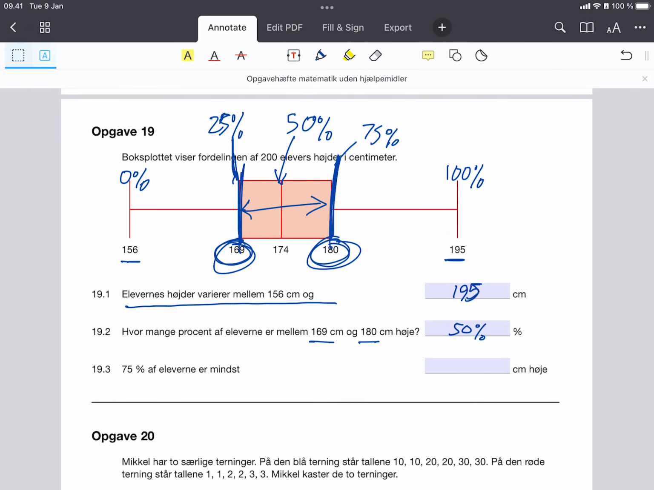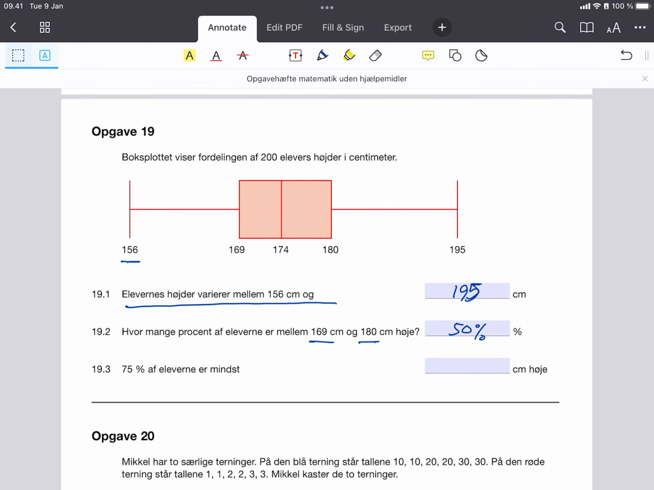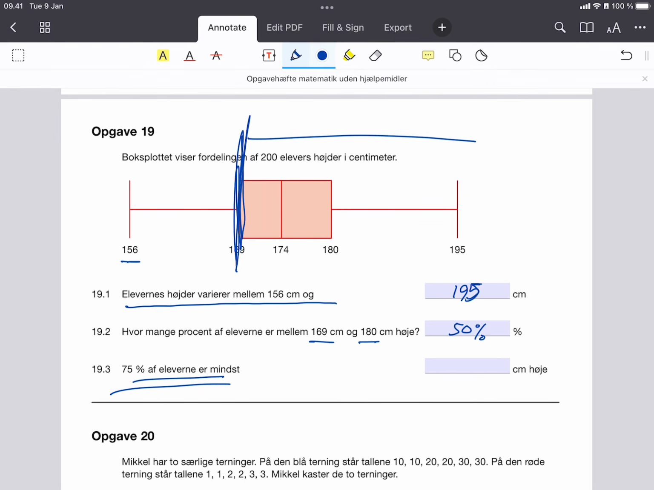Okay, and then finally, 75% of pupils are at least how many centimeters tall? Well, you've got to be a little bit careful here, because it's "at least". So what it's saying is, where is the top 75% of the pupils?